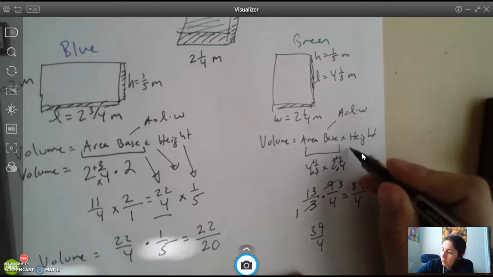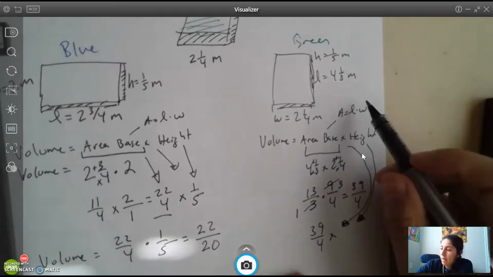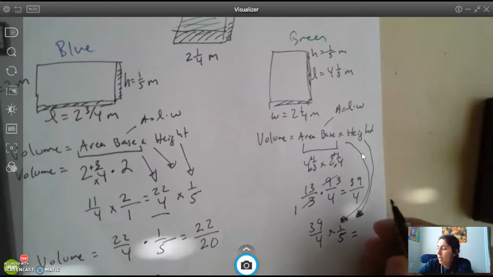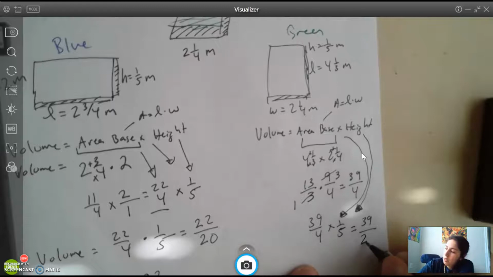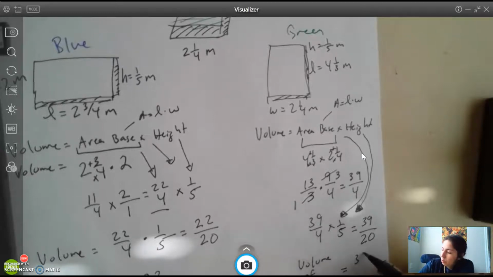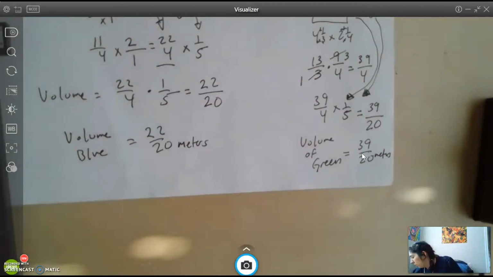I bring everything else down, multiplication, and my height. And my height is 1/5. Okay, so I have 39 times 1 over 4 times 5, which is 20. So the volume of the green is equal to 39 over 20 meters. Let me bring this up. Let me get another sheet of paper because I need more space.